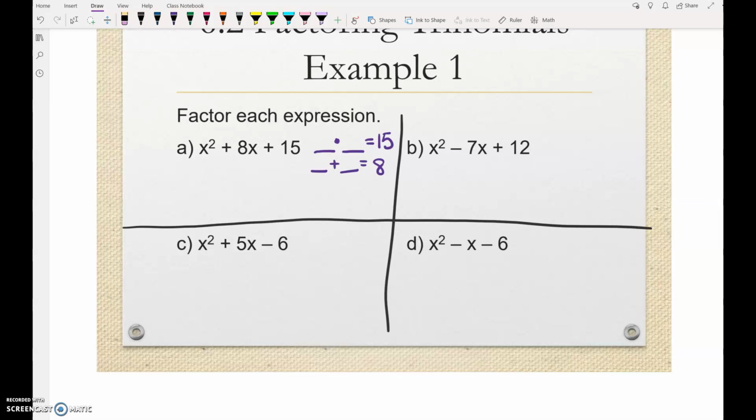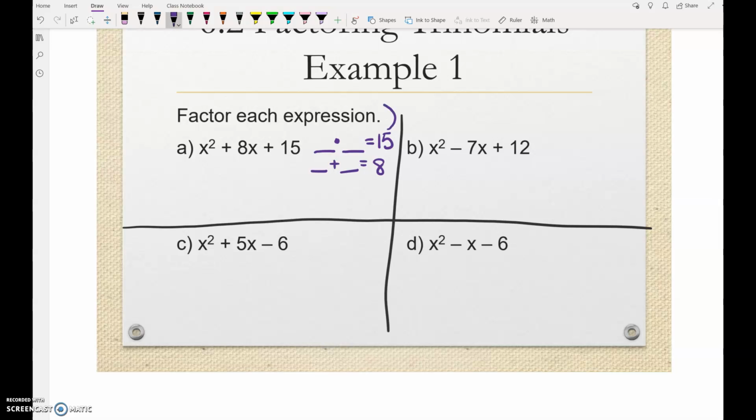Some of us are gifted with a brain where when you look at this, the two numbers just pop into your head like magic. You're like, oh, it's this number and this number. Some of us, including me, are not gifted with that. So you might have a little bit more trouble figuring out the two numbers.